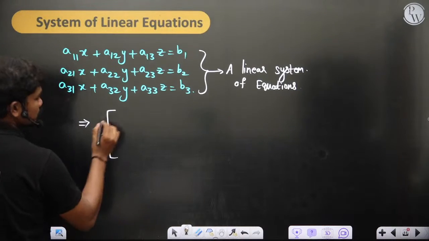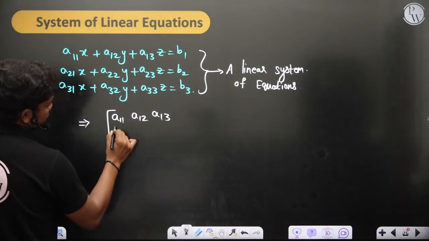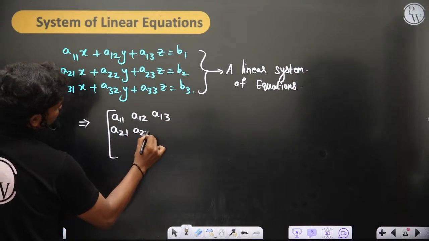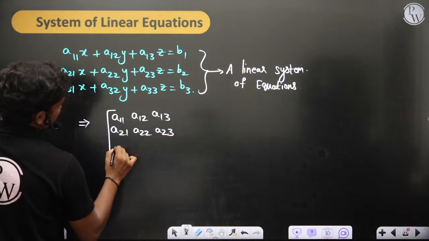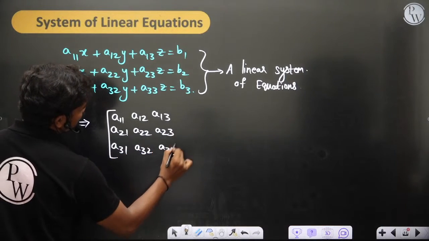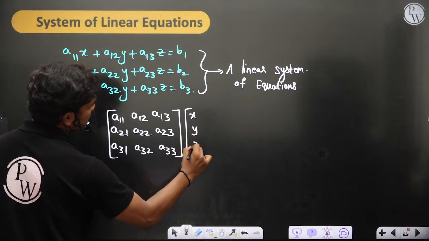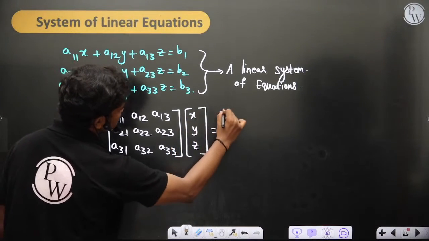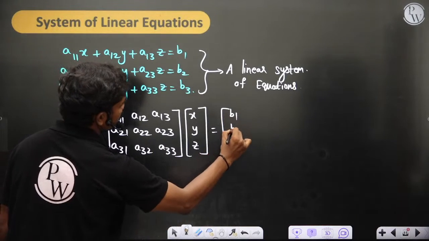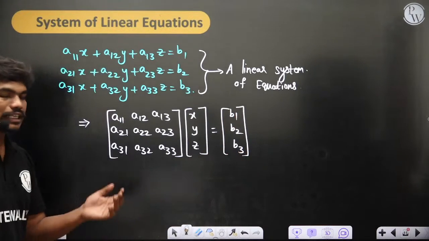write a matrix in such a way: a11, a12, a13, a21, a22, a23, a31, a32, a33, multiplied with x, y, z, a column vector. This would be equal to b1, b2, b3, of course. Correct? Yes or no? This is what I can convert.